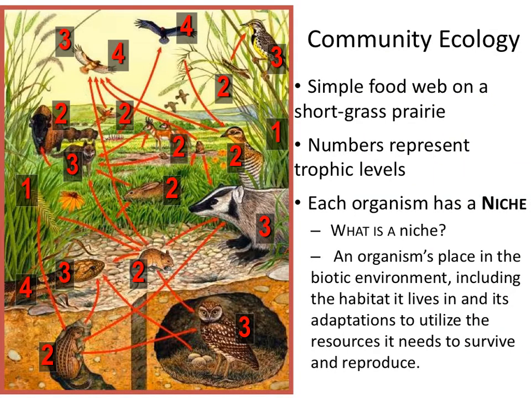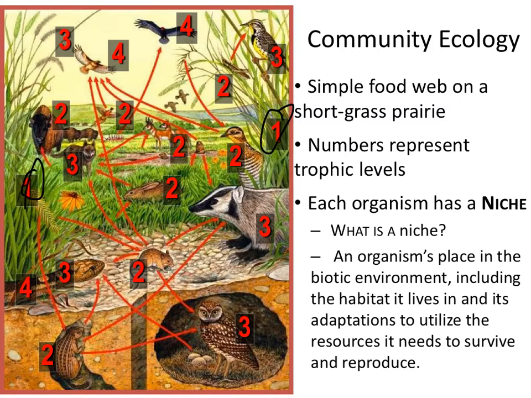Another kind of ecology is community ecology. This involves a community of different organisms, different species. And in this case, we're looking at a food web. At the lowest trophic level, which is right here, these are primary producers. In this case, plants. If it was, let's say, a marine ecosystem, a water ecosystem, then the primary producers would probably be algae.